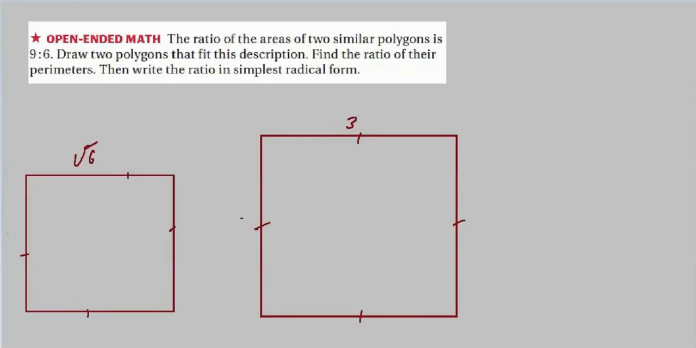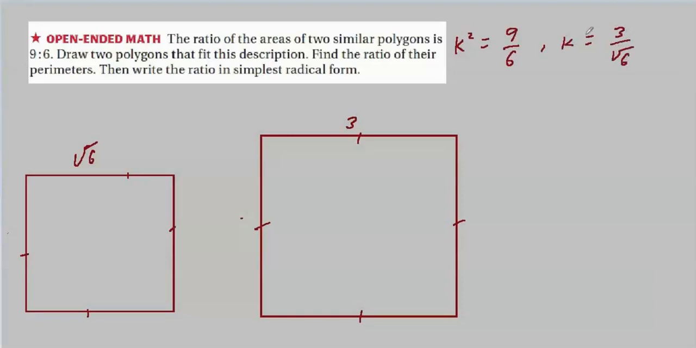Well, here I drew 2 squares, which have the right ratios for the areas. This has an area of 9, 3 squared, and this, of course, is the square root of 6 squared, which is 6. Now, if we have a scale factor of k, then we know that for areas, k squared equals the ratio of the areas. So that's 9 to 6. We have that. So what we need to do is find k. Well, that'll be the square root of 9 over 6. Well, square root of 9 is 3, and this is the square root of 6.